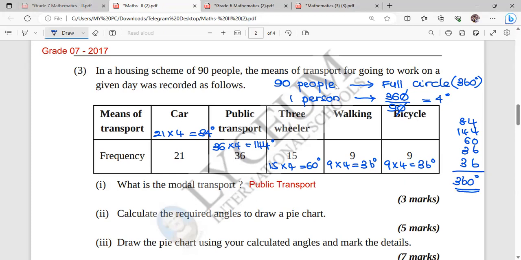Before moving to the drawing, first I will copy down these details so it's easier for me. The car is 84 degrees. The public transport is 144 degrees. The three-wheeler is 60 degrees. Walking is 36 degrees. And the bicycle is 36 degrees. Okay, children, after doing this calculation you want to go to your drawing paper, right? So now you can have it. Hope you can see my paper again. Keep the other, earlier papers away. We have the circle the same way.